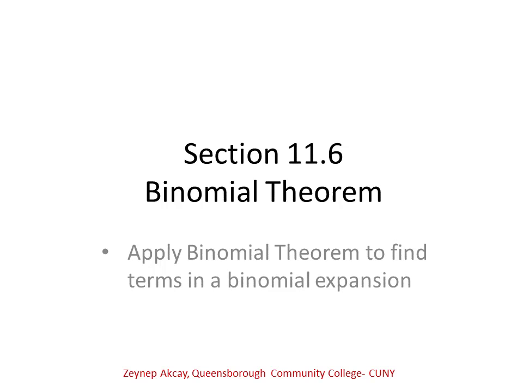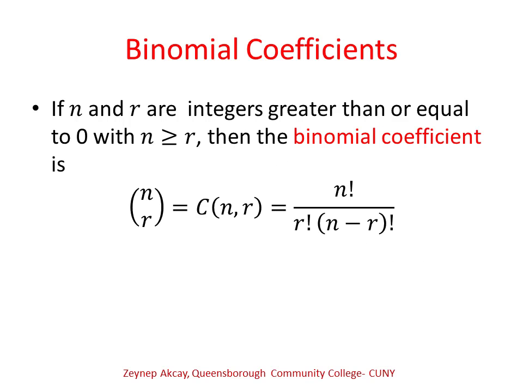In this presentation, we will talk about how to apply the binomial theorem to find terms in a binomial expansion. Let's define the binomial coefficients first. If n and r are integers greater than or equal to 0, with n being greater than or equal to r, then the binomial coefficient n choose r is given by the formula n factorial divided by r factorial times n minus r factorial. So let's find 9 choose 7.